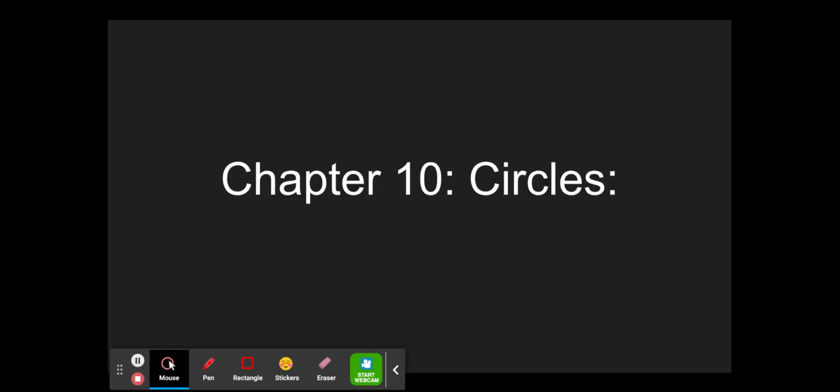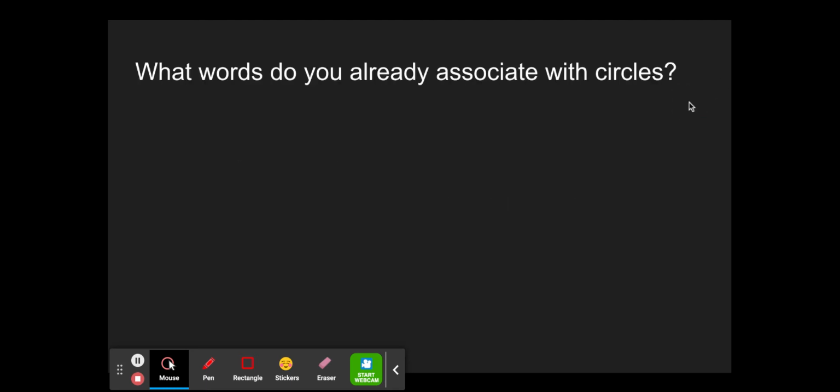Today we are starting a brand new chapter, which is exciting. We're finally talking about circles. Circles are really cool shapes. I'm hoping that what pops into your mind when you think of circles are certain vocab words, like in my classes when I taught this today, radius came up a lot.